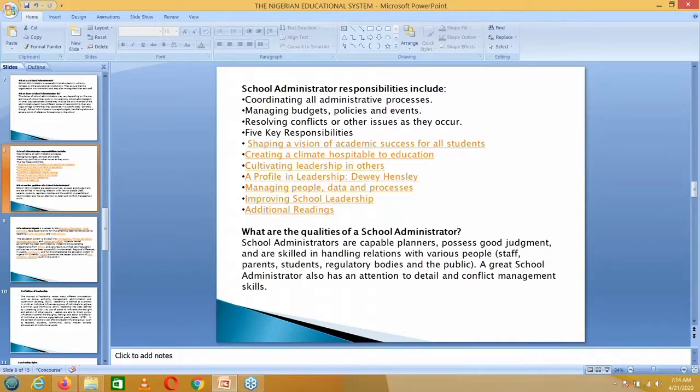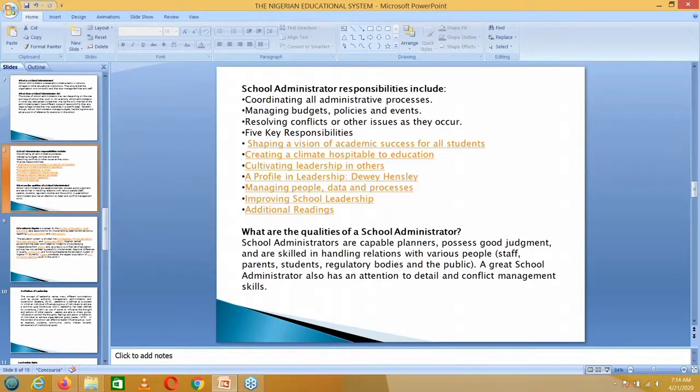Now let's also look at the responsibility of a school administrator. I explained earlier and gave examples of who a school administrator is. He is there to coordinate all administrative processes, like giving out interviews for prospective teachers, selecting the best teachers to take different subjects. We also manage budgets, policies, and events.